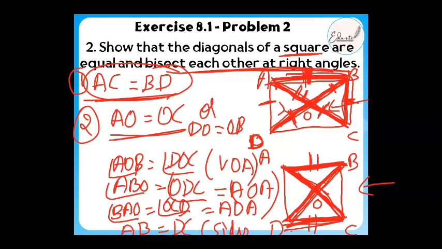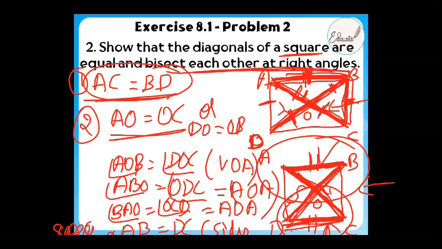So by these three things, by the ASA postulate, angle side angle, we have proven that triangle AOB is congruent to triangle DOC. If these two triangles are congruent, then what is left, beta? Everything else is equal, right? CPCT. So DO is equal to OB, AO is equal to OC. We just had to prove AO equals OC. It is done. Correct?